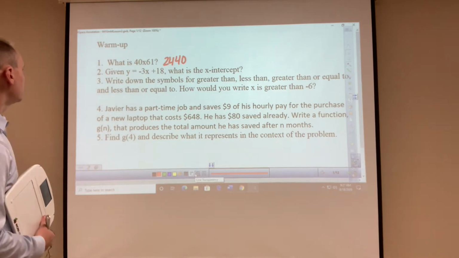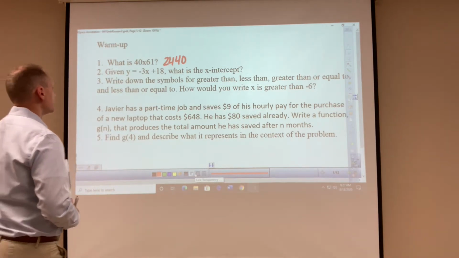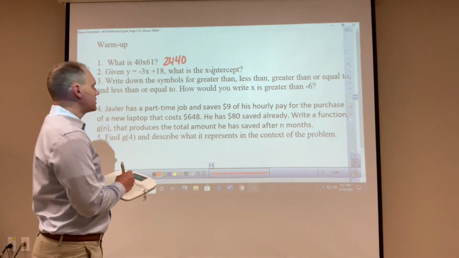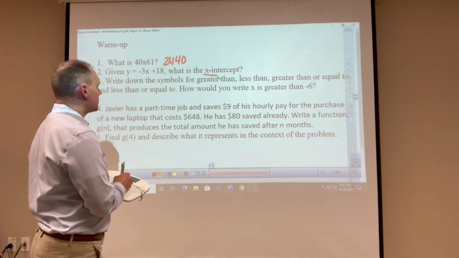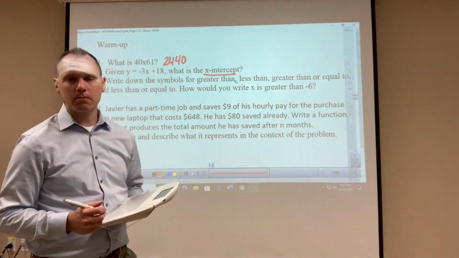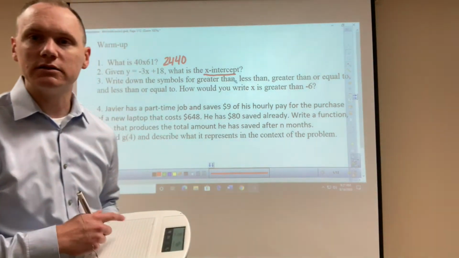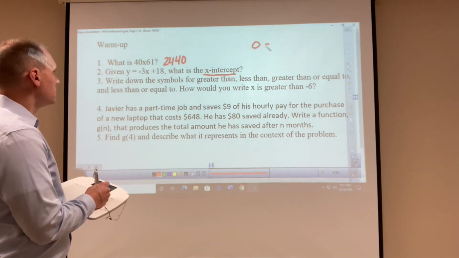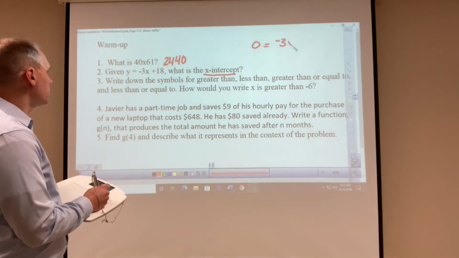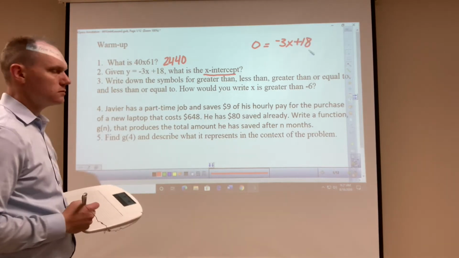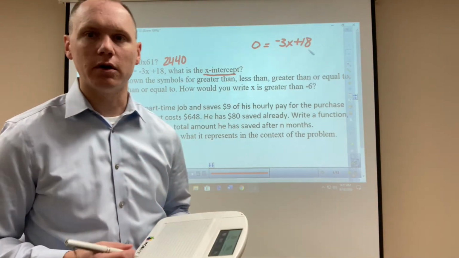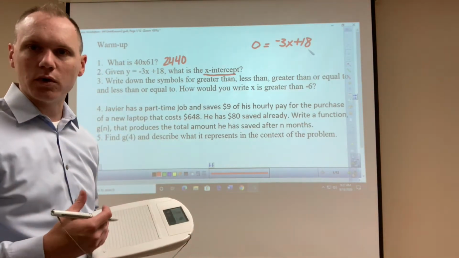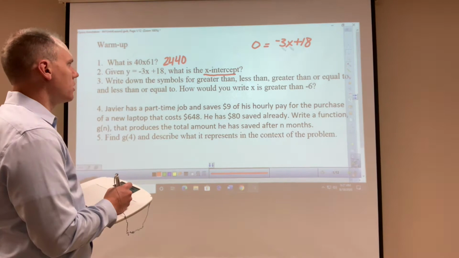Okay, number 2, given y equals negative 3x plus 18, what is the x-intercept? So the x-intercept is the x value in which y is 0. So when y is 0, your equation will look something like this. So what x value produces 0? And you can either think about it, just by looking at it, trying to inspect what would make that happen, or you can actually solve it.